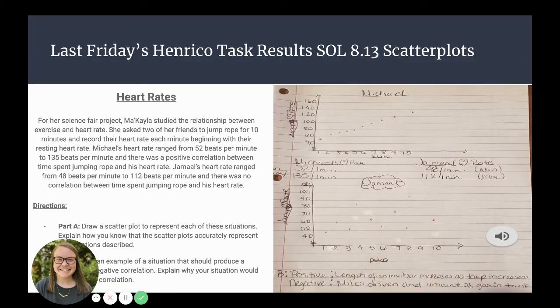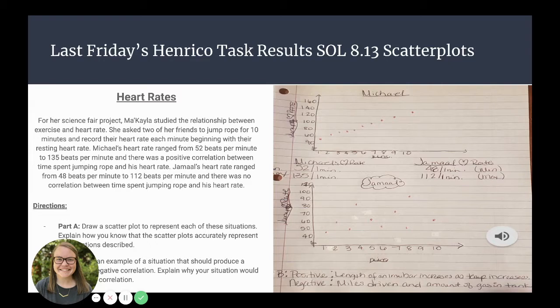We're going to now go over the task that was assigned last week for SOL 8.13, scatter plots. It indicated that Michaela studied the relationship between exercise and heart rate. She asked 2 of her friends to jump rope for 10 minutes and recorded their heart rate for each minute. For Michael, she noted that his minimum was 52 beats per minute and his maximum was 135 beats per minute, and there was a positive correlation. For Jamal's heart rate, his minimum was 48 beats per minute and maximum was 112 beats per minute, but there was no correlation between the time spent jumping rope and his heart rate.